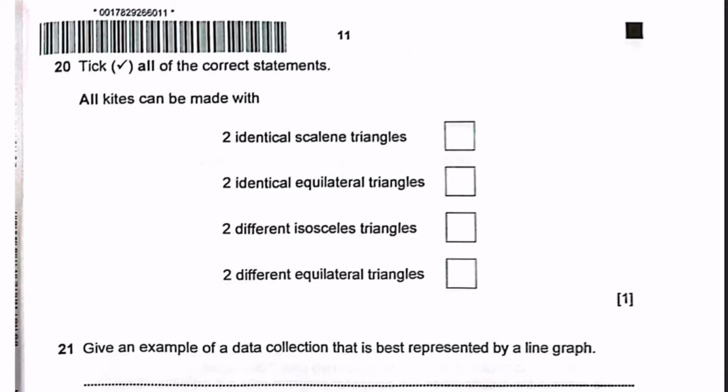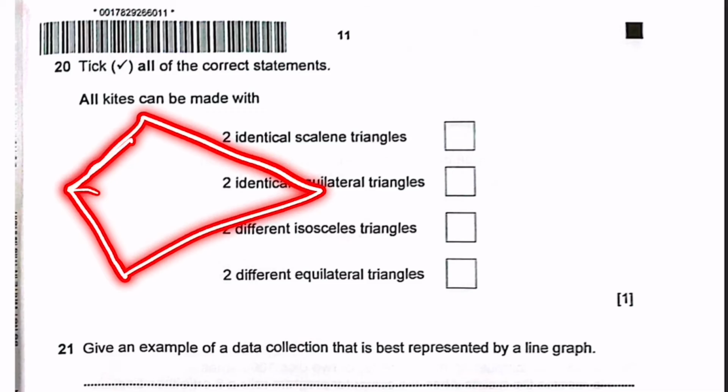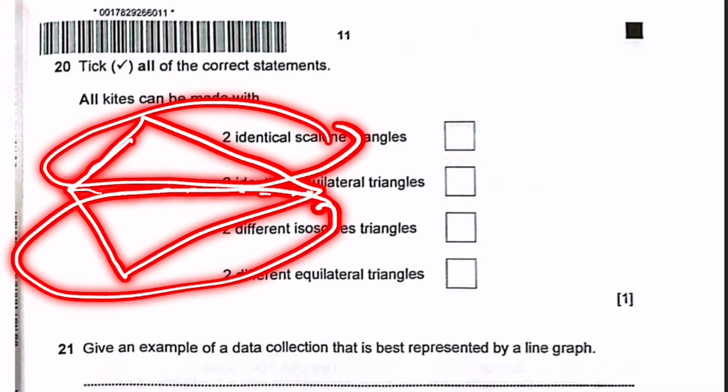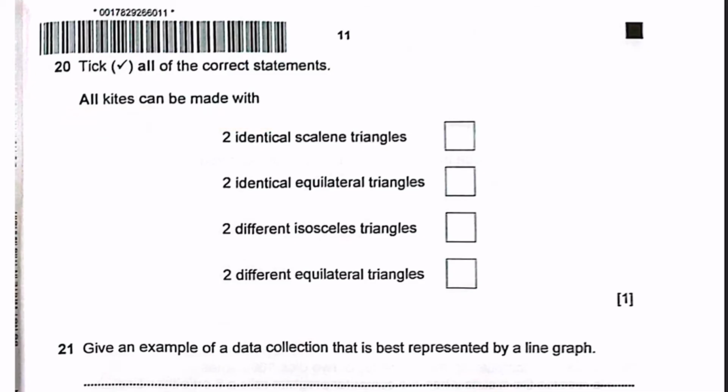Let's go to question 20. Tick all of the correct statements. All kites can be made with 2 identical scalene triangles, 2 identical equilateral triangles, 2 different isosceles triangles, 2 different equilateral triangles. The answer is actually 2 identical scalene triangles. So a kite, let's just take a random kite diagram. Let's just divide it like that, right? That's one of the diagonals. And these 2 triangles formed by that division are 2 identical scalene triangles. So kites can be made with that. And that is our answer.